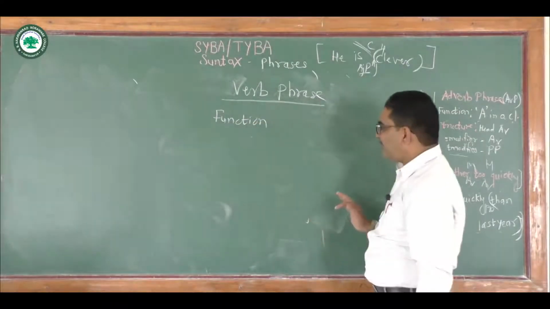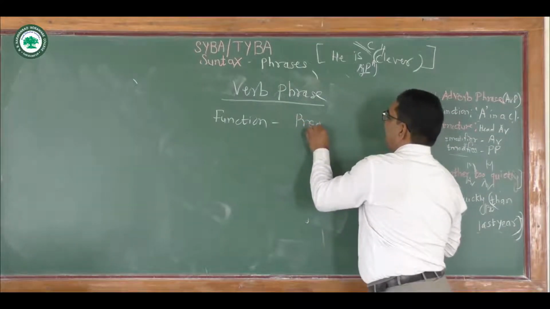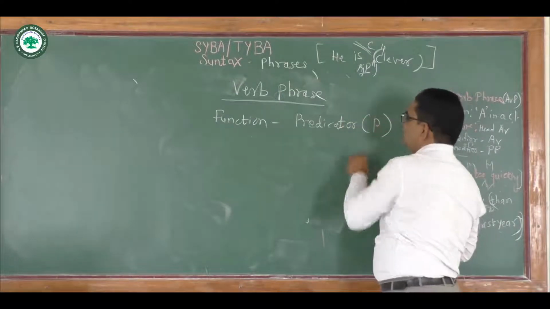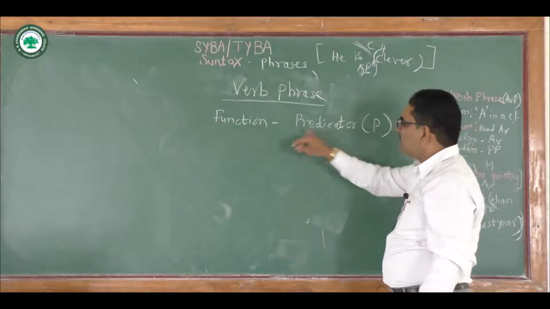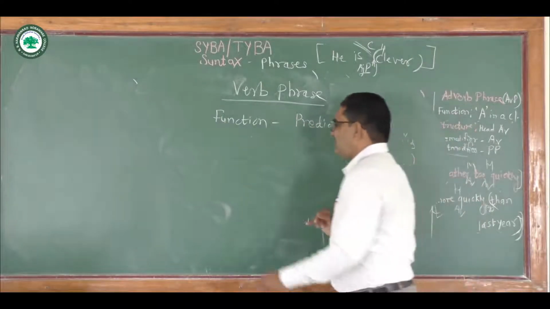The function of a verb phrase in a clause: it always functions as a predicator. What does it function as? It always functions as a predicator. Where? In a clause. And what is the structure?